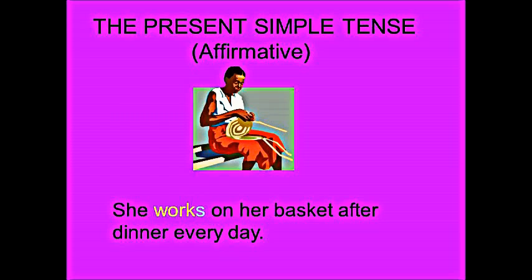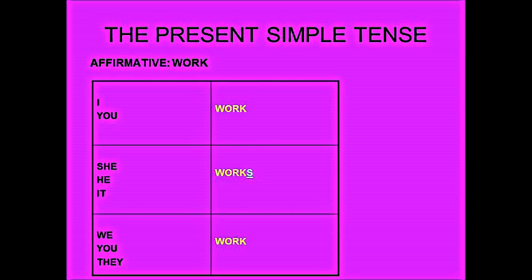Here we have an example. She works on her basket after dinner every day. We are going to take the verb work as an example. To make the affirmative form, we need to say the subject and then the verb in bare infinitive. For example, I work or you work.